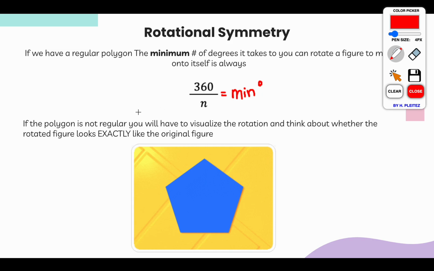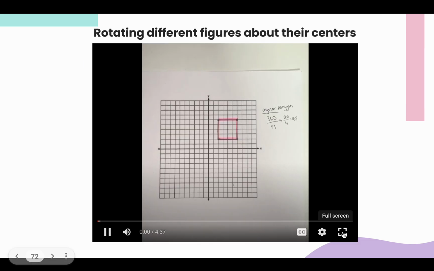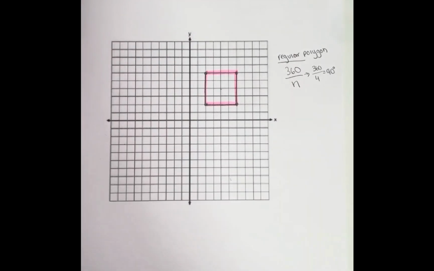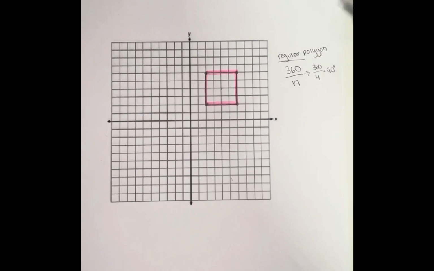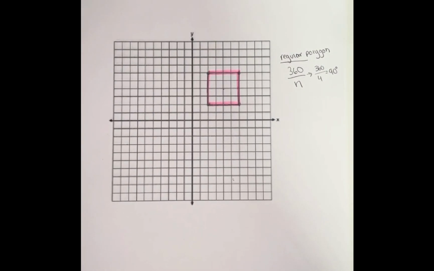Now if the polygon is not regular, remember a regular polygon means all sides and angles are congruent. If we don't know that it's a regular polygon, we cannot use this formula here. So if it's not regular, we have to visualize the rotation and think about whether or not the rotated figure looks exactly like the original figure. In these examples, we're going to talk about rotating a couple of different shapes about a couple of different points. We know that to figure out the minimum number of degrees that we can rotate a figure to map it onto itself, we can use 360 over n, right, where n is the number of sides.